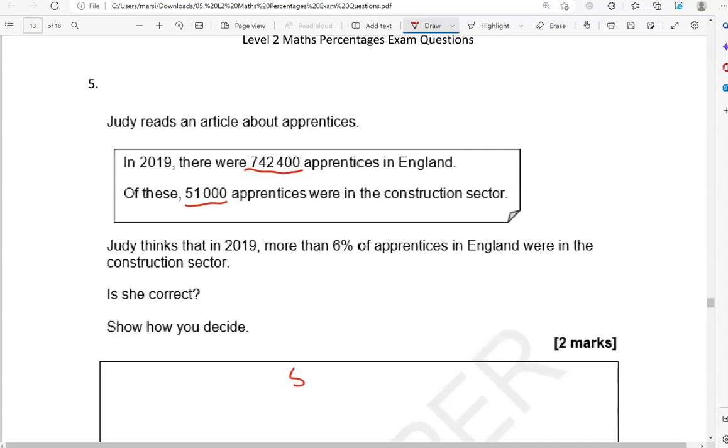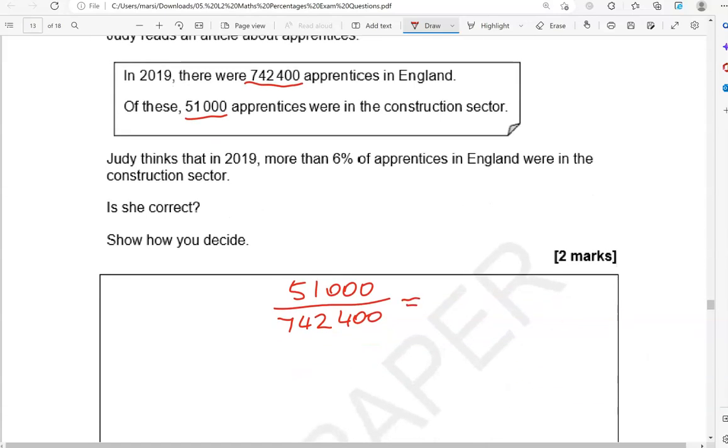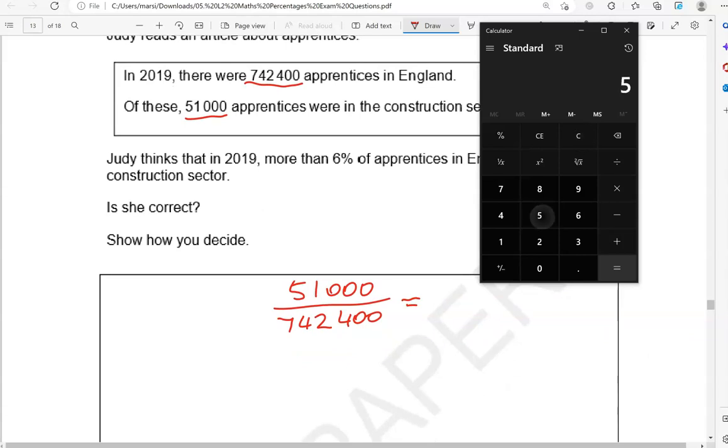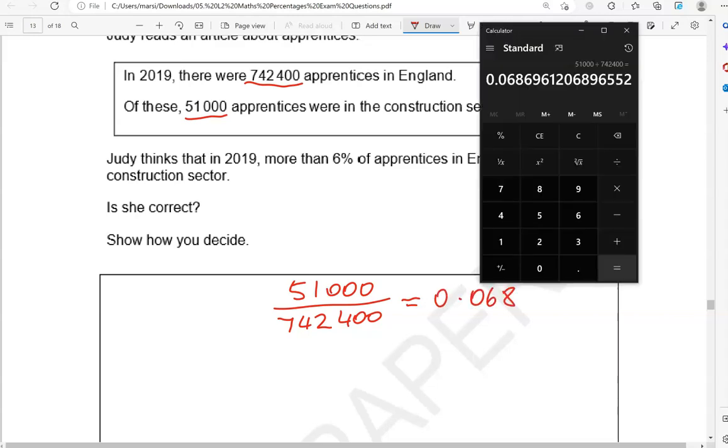So there were 51,000 apprentices in the construction sector, out of the 742,400, that was the total number of apprentices. So using the calculator, we'll do 51,000 divided by 742,400 gives us 0.068696 and so on.